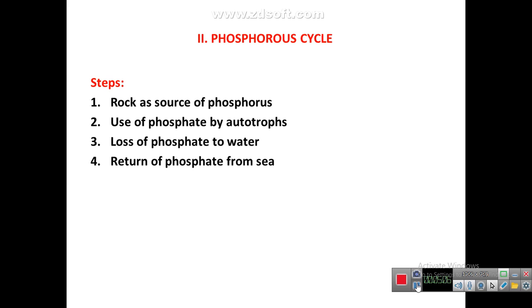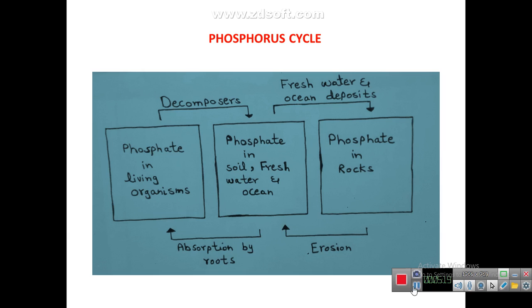Second, phosphorus cycle. The steps involved: rock as a source of phosphorus, use of phosphate by the autotrophs, loss of phosphate to water, and return of phosphate from the sea. First, phosphate in the rock or rock as a source of phosphorus. The ultimate source of phosphorus in the ecosystem is the rock.